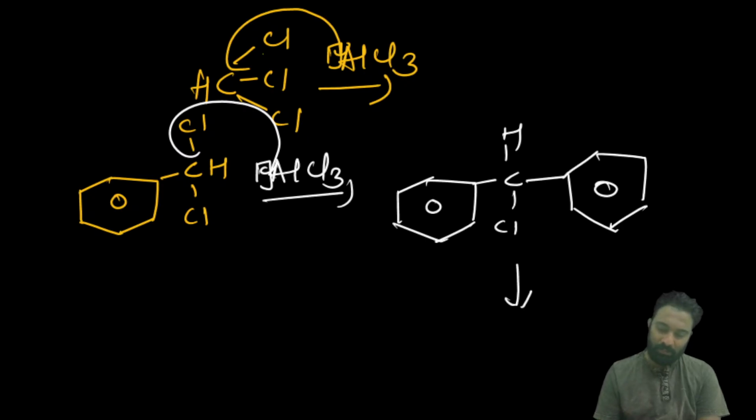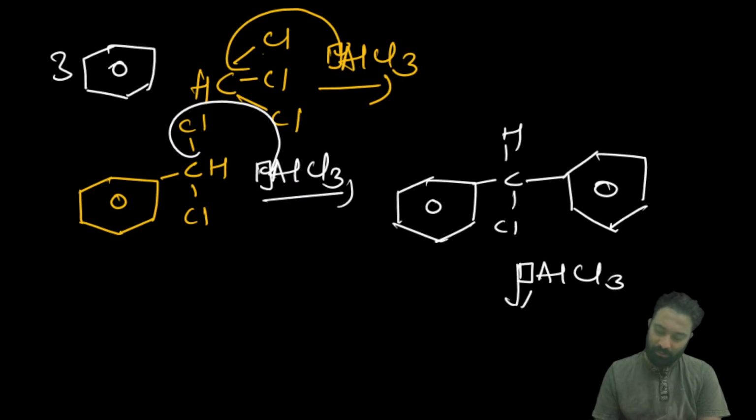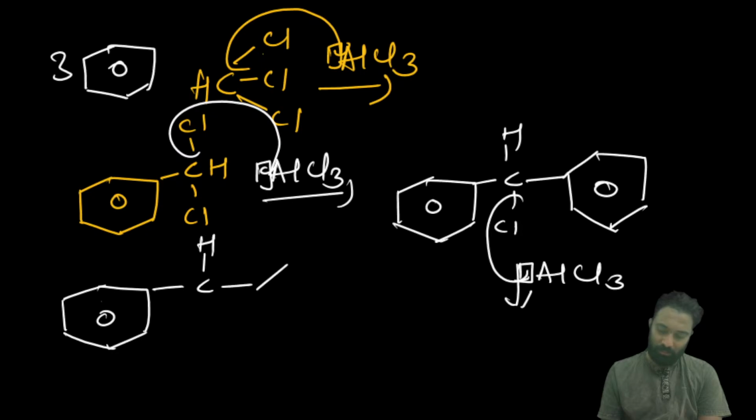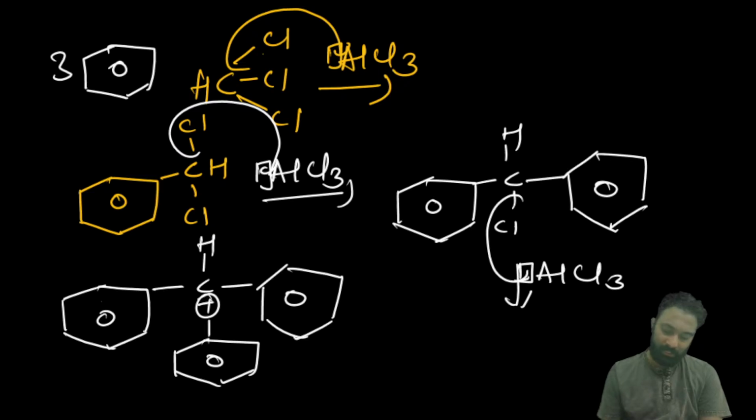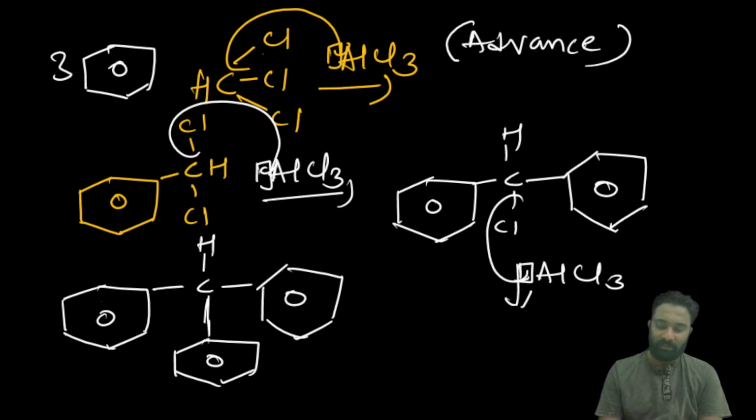Again we have the 3 moles of benzene given, and again we have AlCl3 in the solution. Now again this chlorine will take this bond pair of electrons, and we will get the diphenyl carbocation. This diphenyl carbocation will go and attack another benzene in this manner. Is it clear? This is an advanced question.